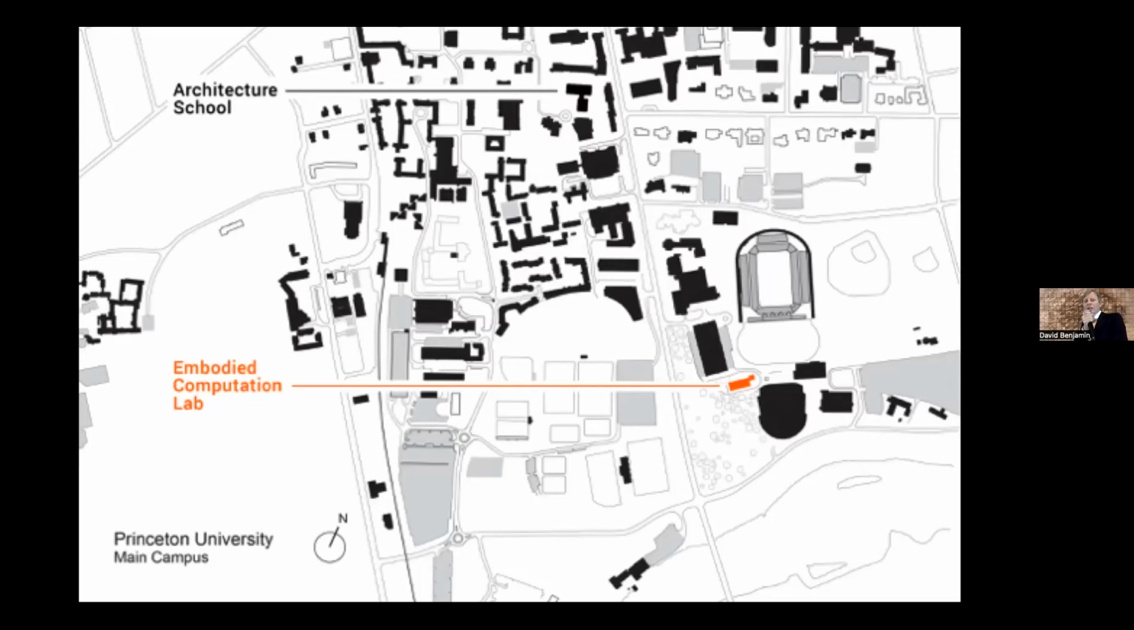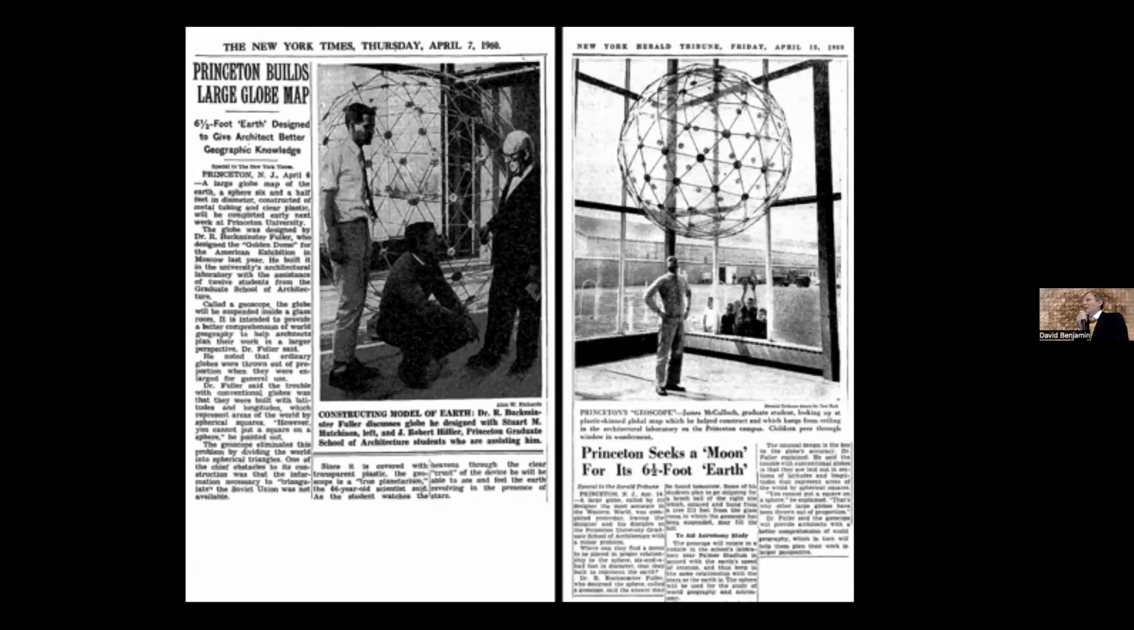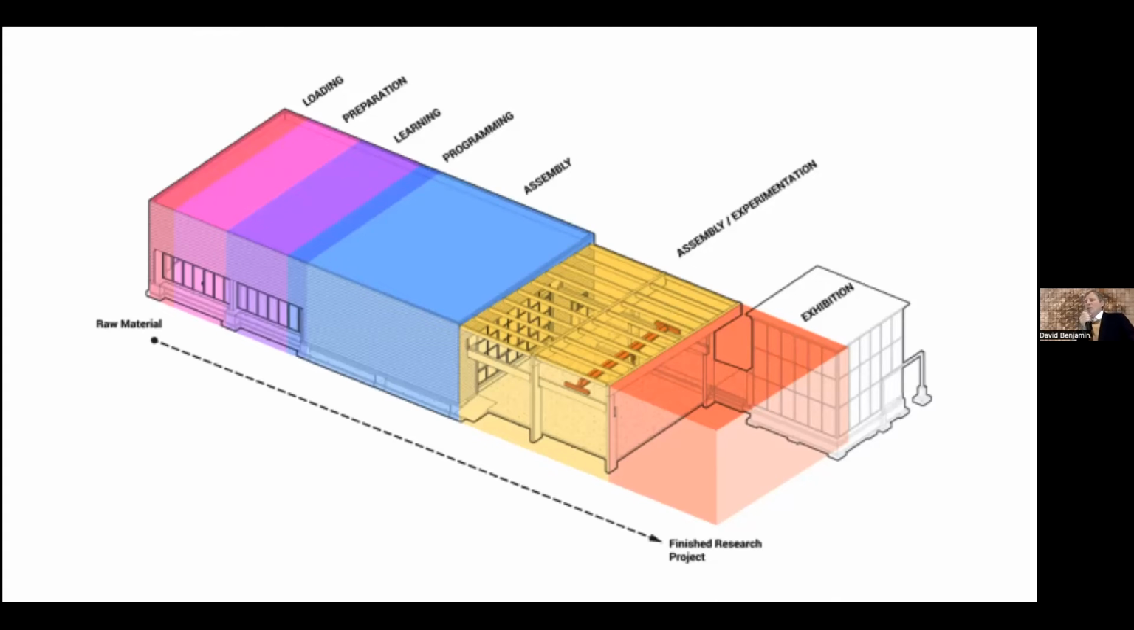The building is located near the athletic fields and the new chemistry building. Historically, this has been a site of great architectural experimentation. Here's Buckminster Fuller making his first geosphere with students on this exact site in one of the former buildings. The program involved multiple uses, similar to stuff that I'm sure you have here, from teaching to fabricating to testing full scale.